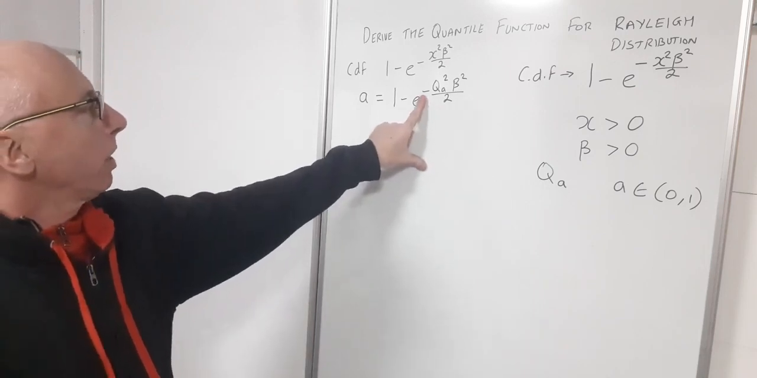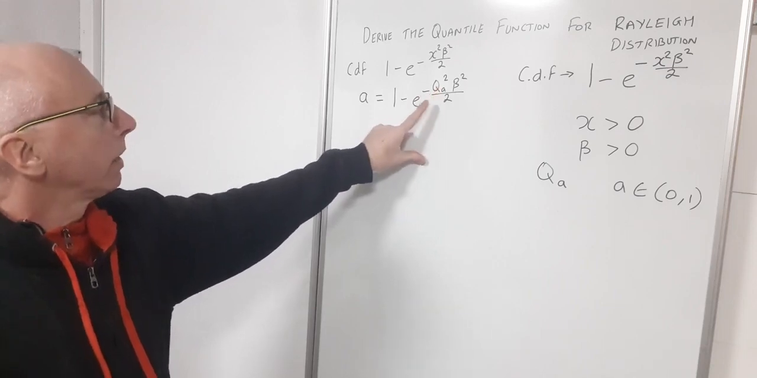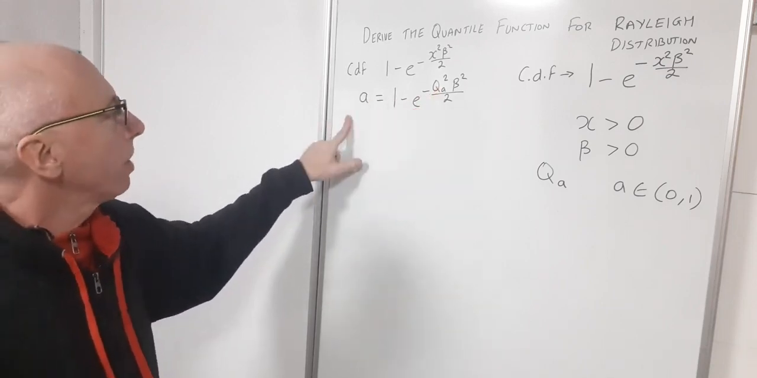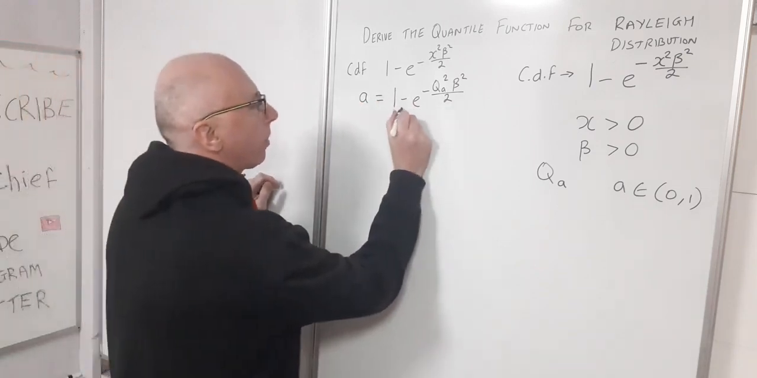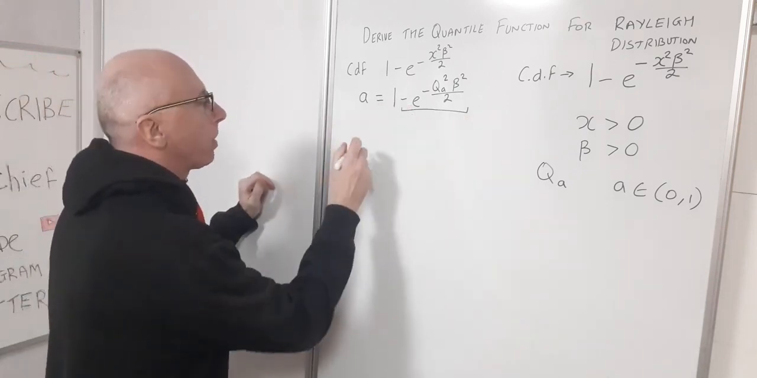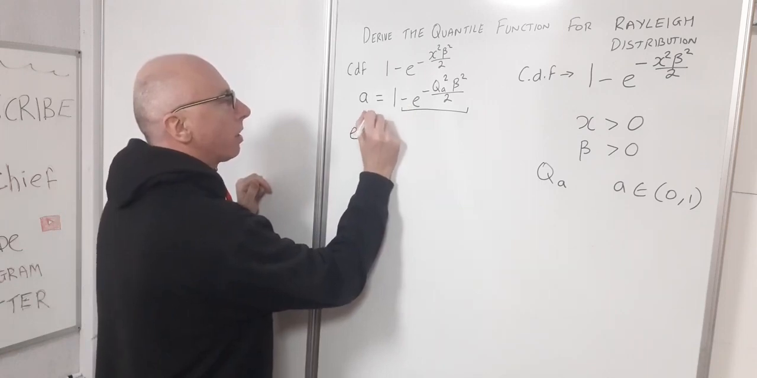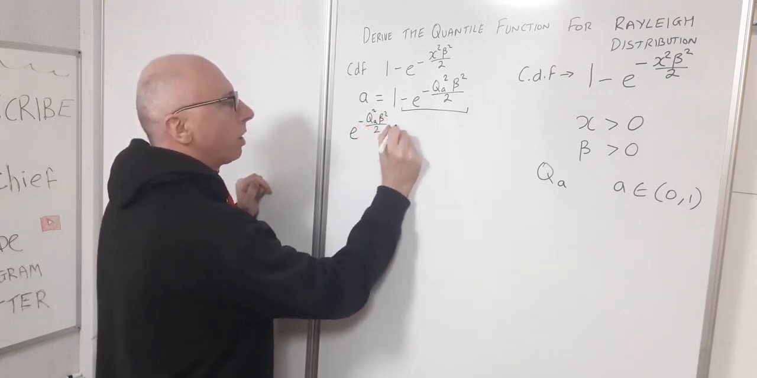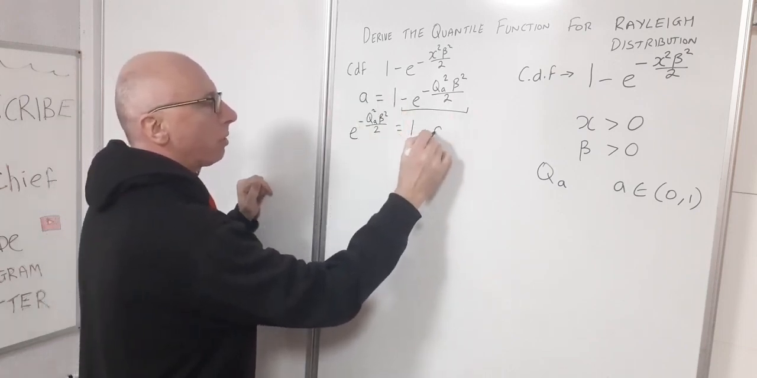So I've got an exponential term here. So natural log is going to be required in a bit. But first of all, let's get this exponential on its own. So let's bring that over this side and bring the A over this side. So if I take this and bring it over this side, it will then become positive. So then I have e to the minus Q of A squared, beta squared over 2. And then my 1 will stay and my A will come over here to be minus.